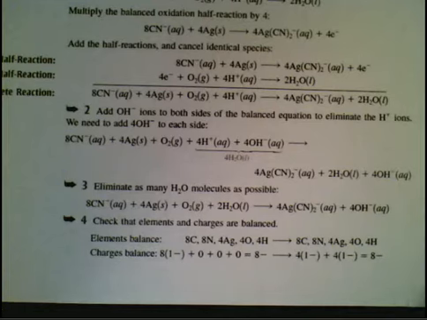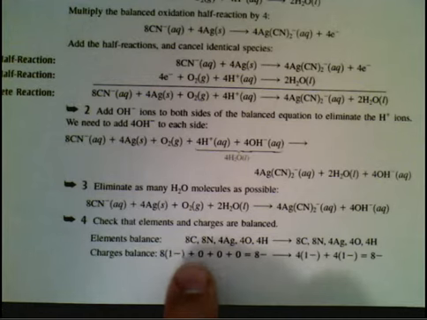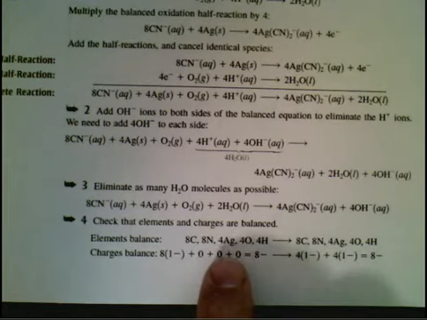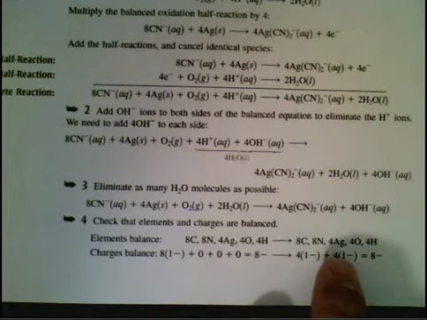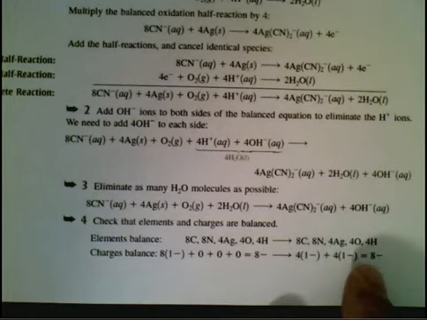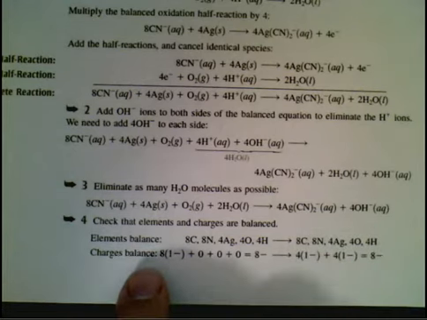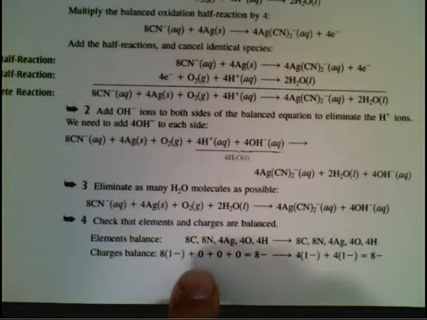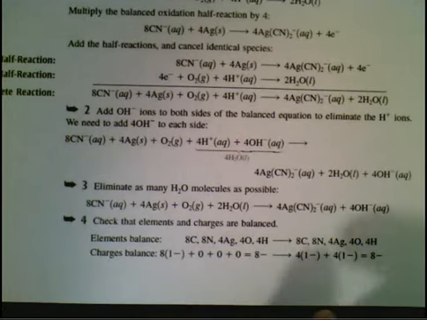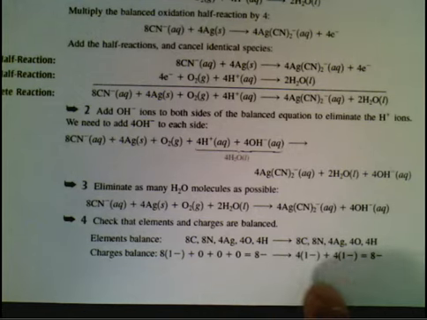We check that elements and charges are balanced. Let's make sure that the elements are balanced. We have 8 carbons, 8 carbons. We have 8 nitrogens, 8 nitrogens. We have 4 silvers, 4 silvers. We have 4 oxygens, 4 oxygens, 4 hydrogens, 4 hydrogens. When we go to balance the charges, we have 8 of the -1s plus a 0 and a 0 and a 0. And that is going to be equal to the 8 minus plus 4 -1s and 4 -1s. That's going to end up being -8.